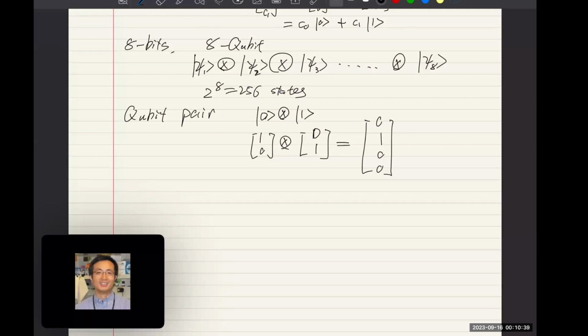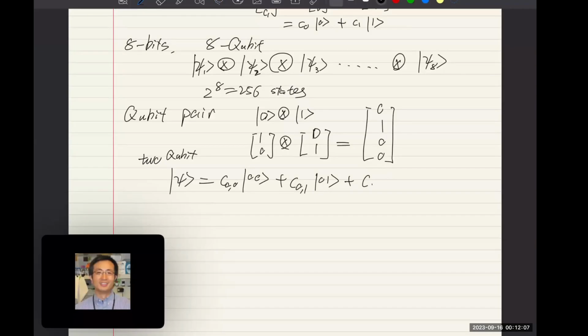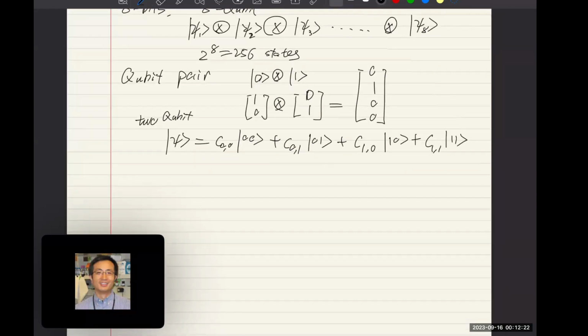So in general, a quantum state for two qubits will be C00 ket 00 plus C01 ket 01 plus C10 ket 10 plus C11 ket 11. Okay, so that's a general two-qubit state definition.